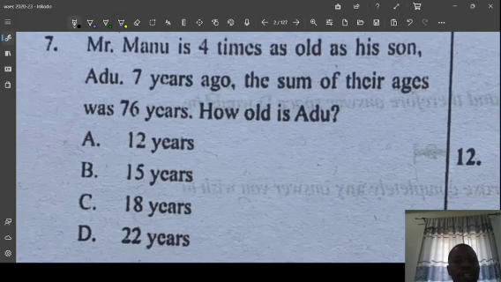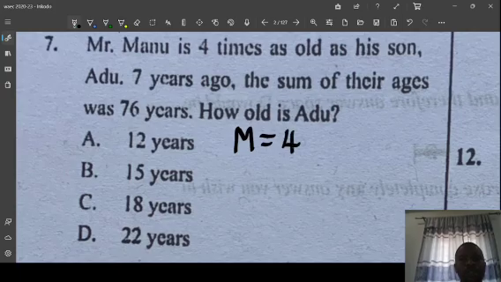All right, guys, let's look at this WAEC past question number 7. It says Mr. Manu is 4 times as old as his son, Adu. 7 years ago, the sum of their ages was 76 years. How old is Adu? All right, so I'm going to use M to represent the age of Mr. Manu and A for his son, Adu. So from this story we are told that Mr. Manu's age is equal to 4 times the age of the son, Adu, which is 4A.